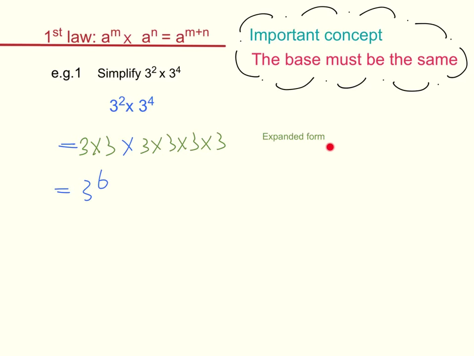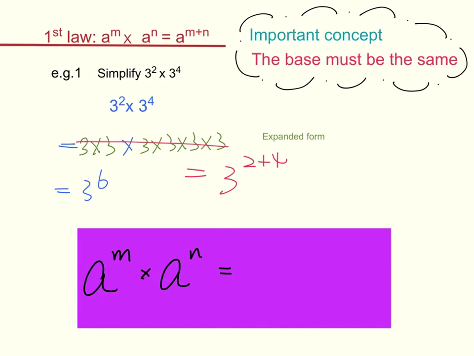But this expanded form is not a good method, so we are trying to apply this law in this step. You can think that 2 plus 4 is equal to 6, so we can rewrite this step as 3 to the power 2 plus 4. This is the first law of index. Let's repeat this law: a to the power m times a to the power n, both of the bases are a, can be simplified as a to the power m plus n.